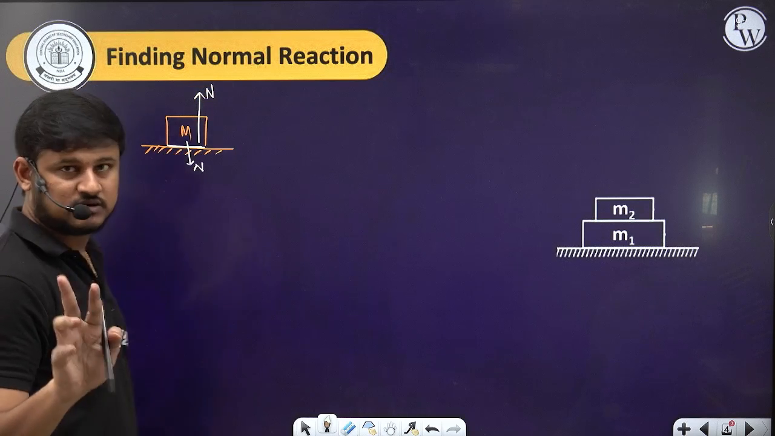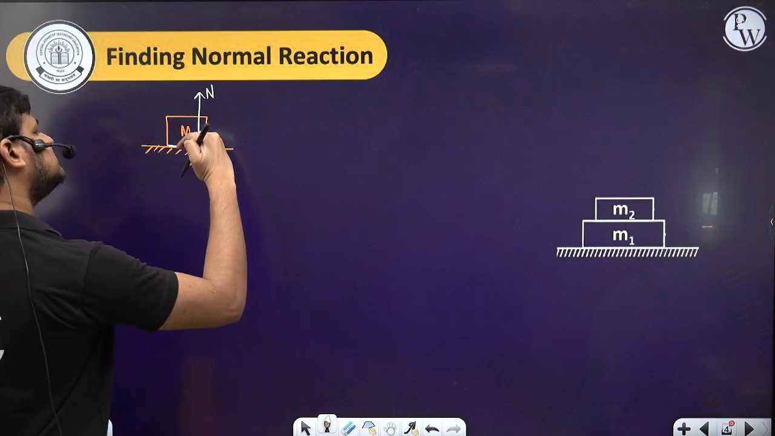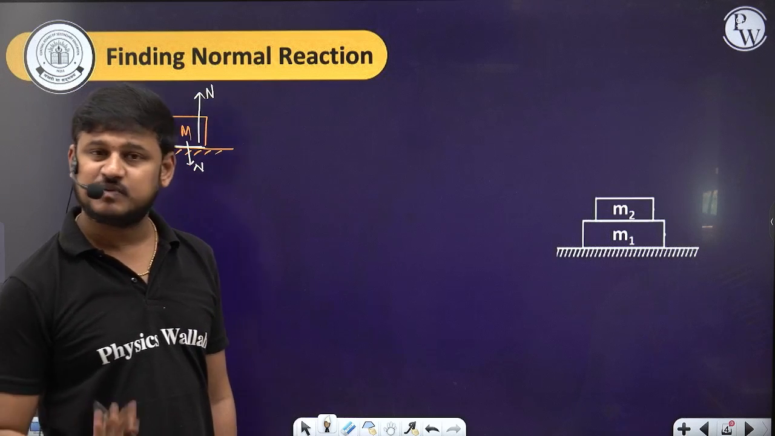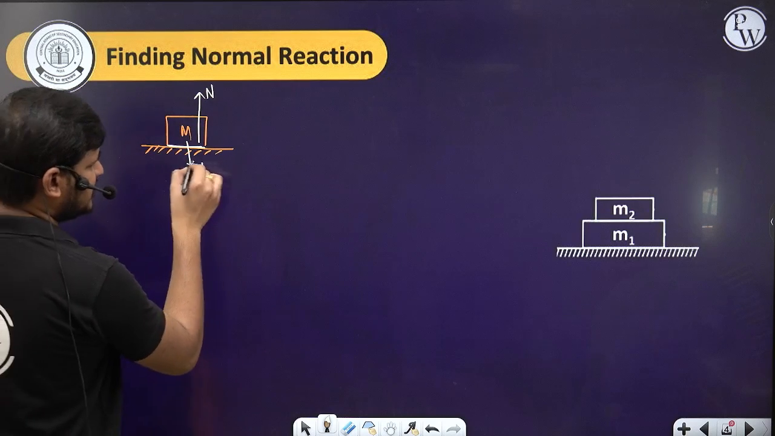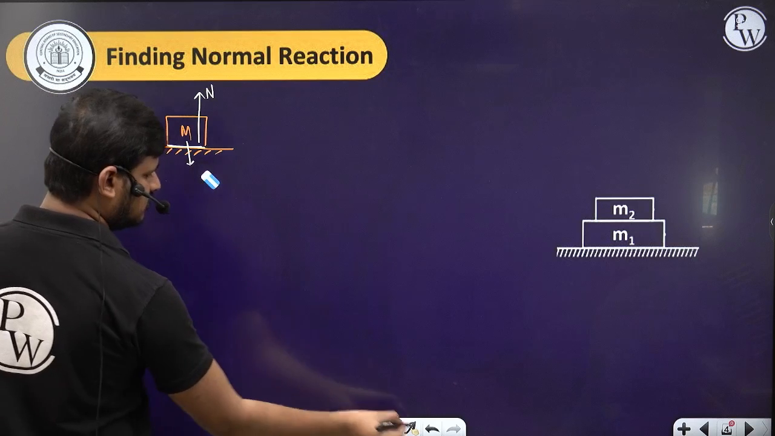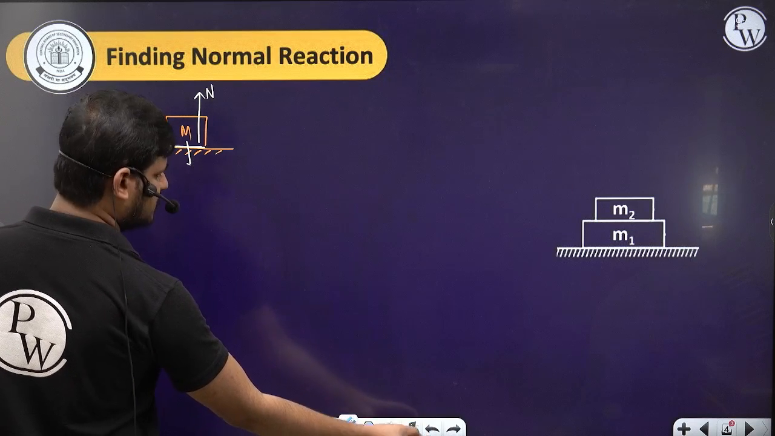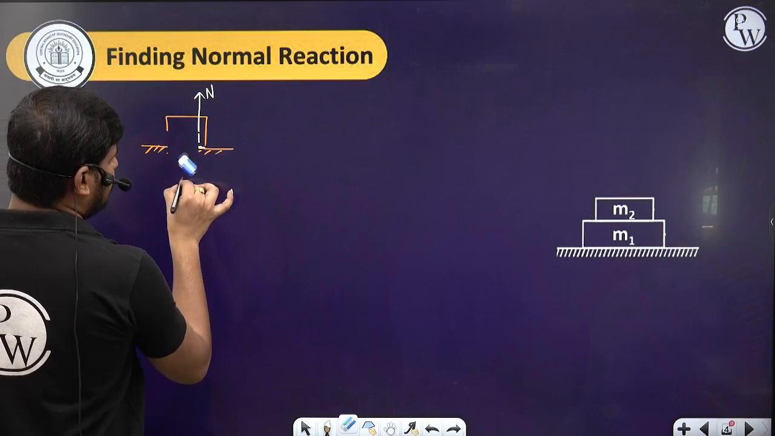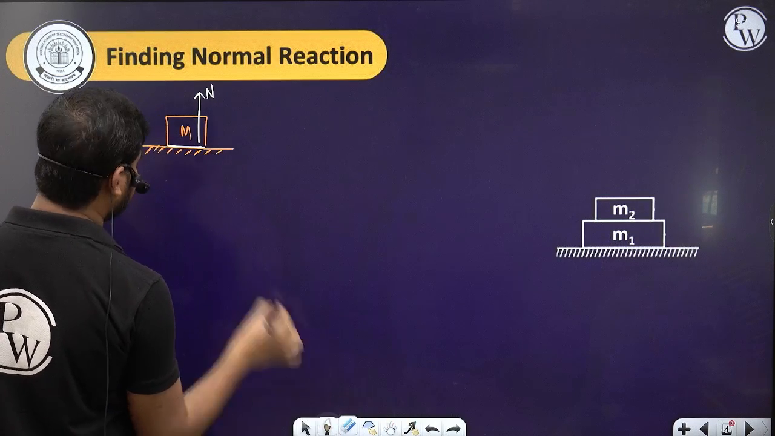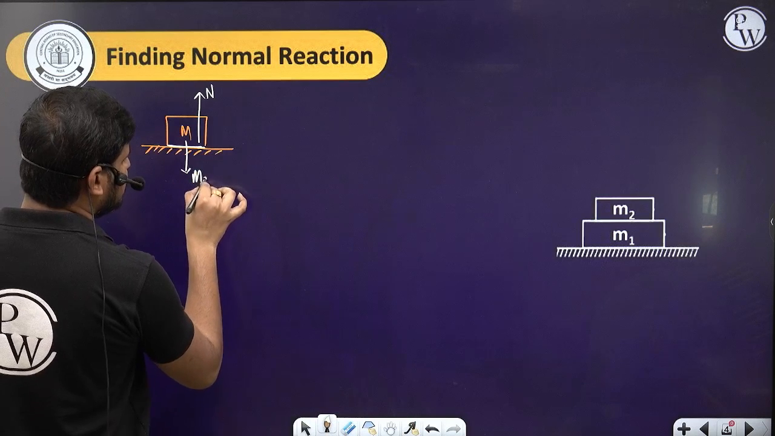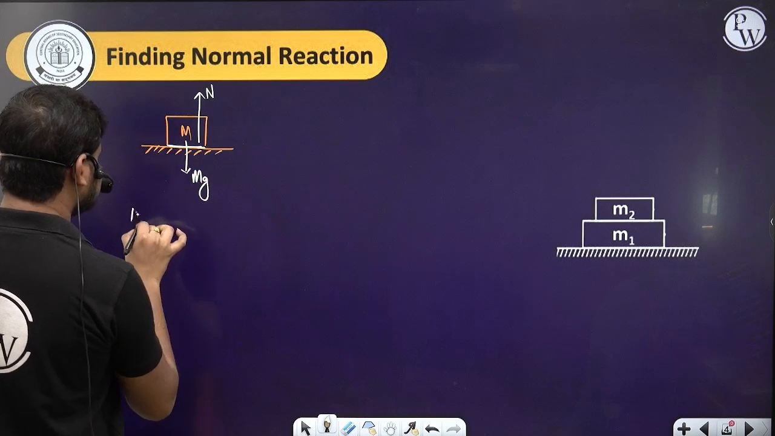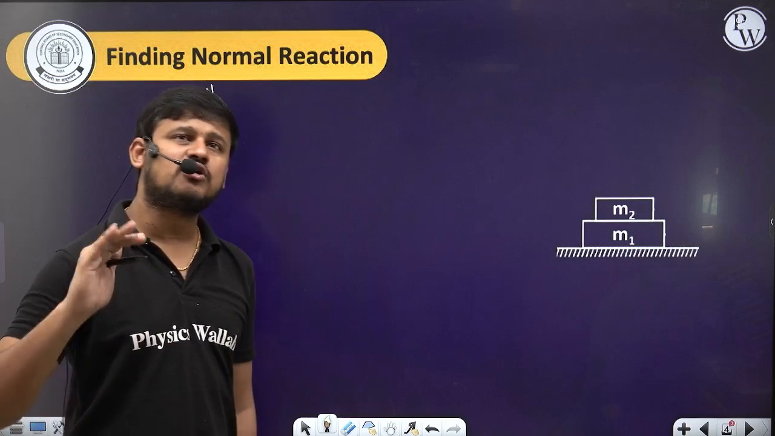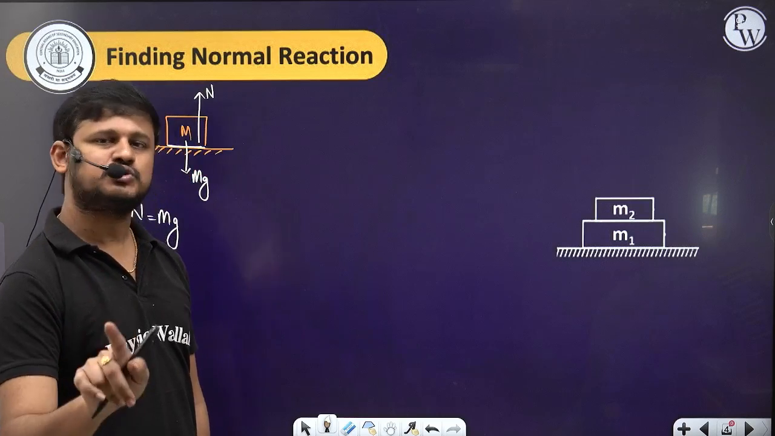Yes or no? There are two normals. The surface exerts normal on the block, and the block exerts normal on the surface. This part we know, right? And we neglect this N, the one which is on the surface. So here the weight will be equal to mg. So in this particular case, the normal reaction is simply mg, you know that. But normal reaction is not always equal to mg, you also know that point, right?